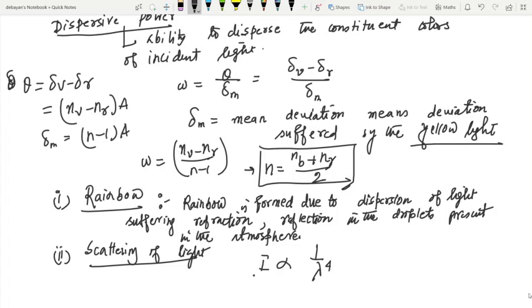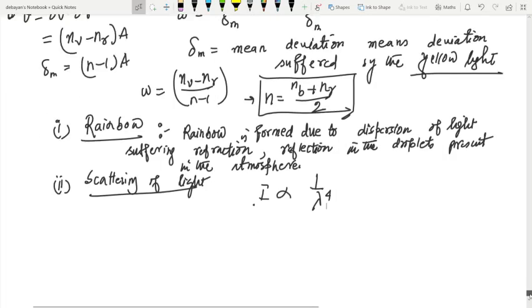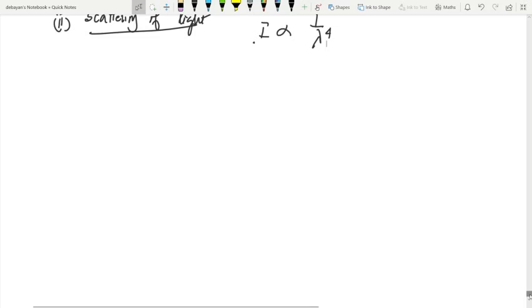And also the reddish sun at sunset or sunrise is also due to the scattering of light. So that is the total thing that we studied in prism. There are some formulas that we have already studied.